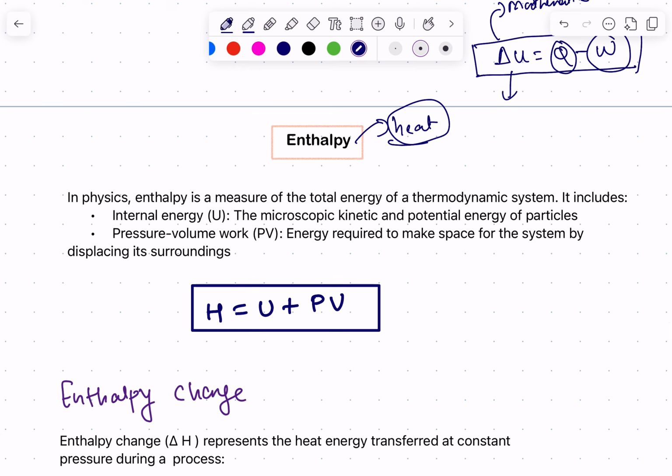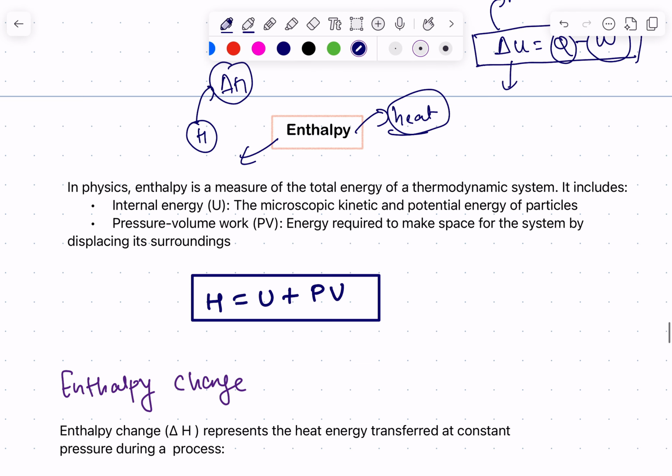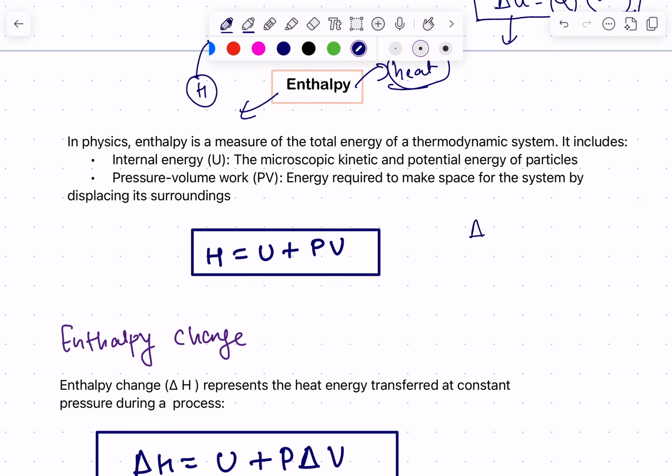Enthalpy is denoted by the letter H, and if they are talking about delta H, they are talking about the change in enthalpy. In physics, enthalpy is measured as the total energy in a thermodynamic system. It includes your internal energy, and it also includes your work done. So delta H is equal to delta U plus P delta V. This will be your enthalpy.